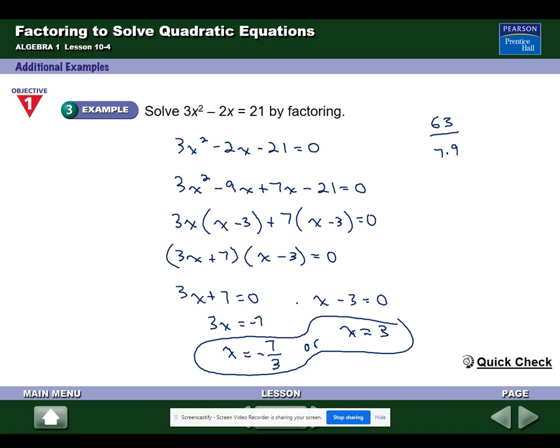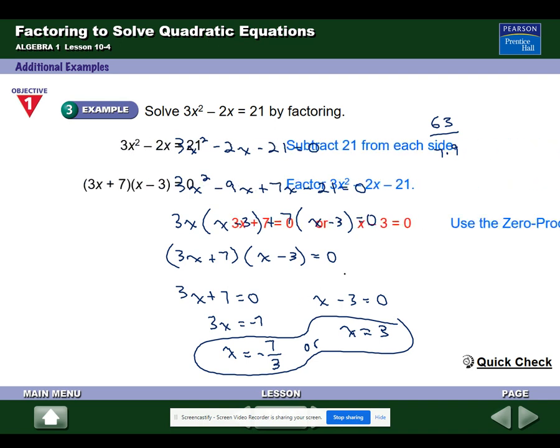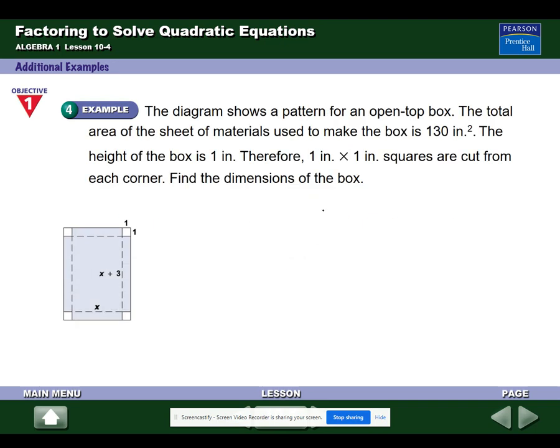Okay. And one more for application. The diagram shows a pattern for an open top box. The total area of the sheet of material used to make the box is 130 inches squared. The height of the box is 1 inch. That is to say that if you fold it on the dashed lines here, you'd have something coming up out of the screen, if you will, a three-dimensional figure that's 1 inch tall. And they want us to find the dimensions of the box.